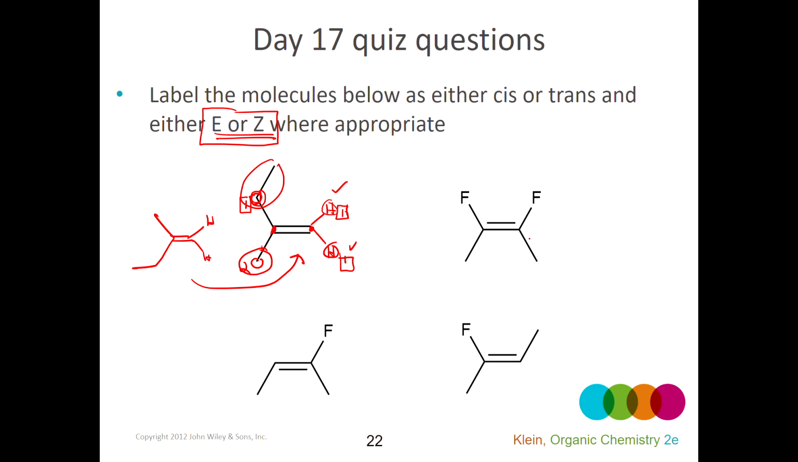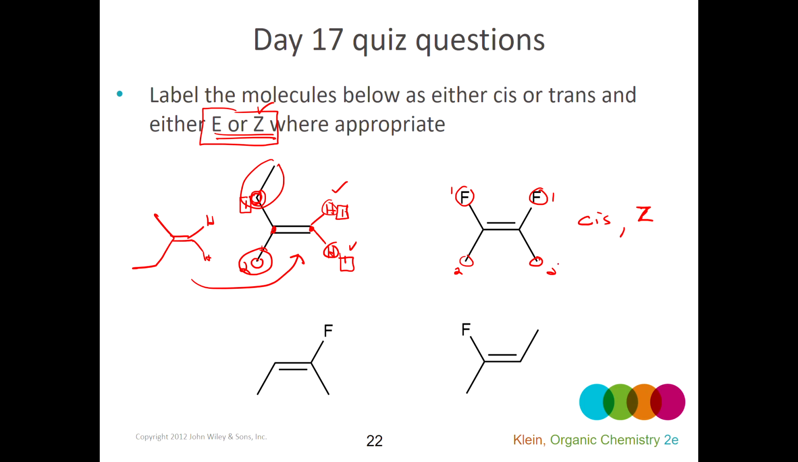In the second structure here I do have identical groups on the same side and another two identical groups on the same side. So this is definitely cis. And it also has an E or Z configuration, so let's take a look at that. Here, fluorine has a higher atomic number than carbon. So when the two top priority groups are on the same side, that's also Z.